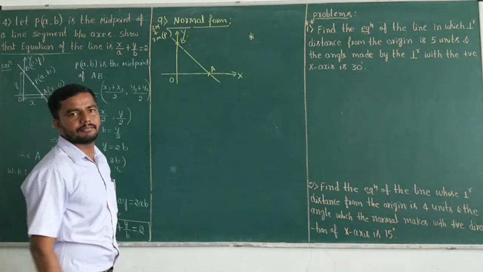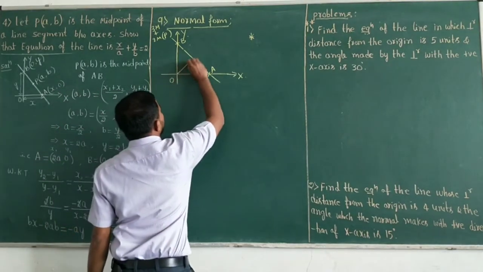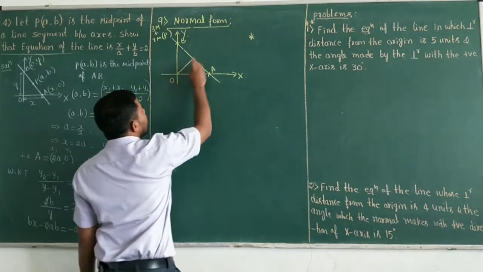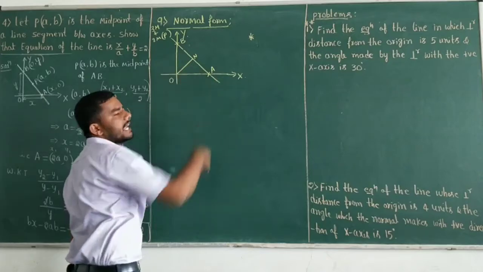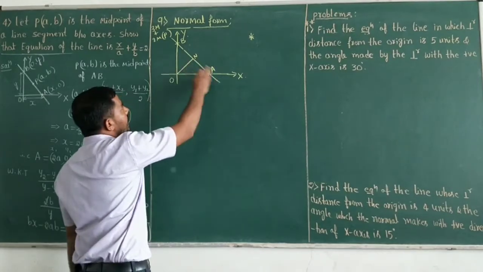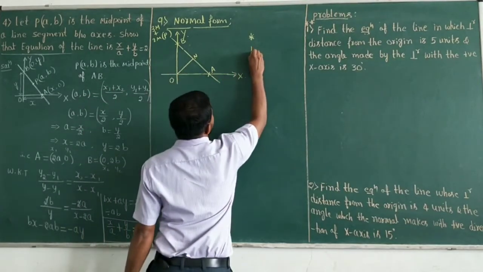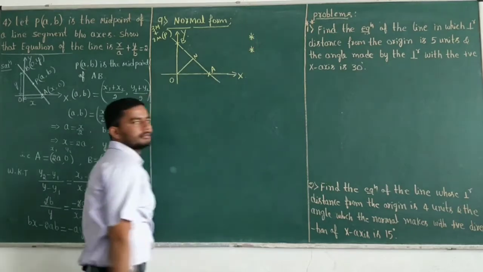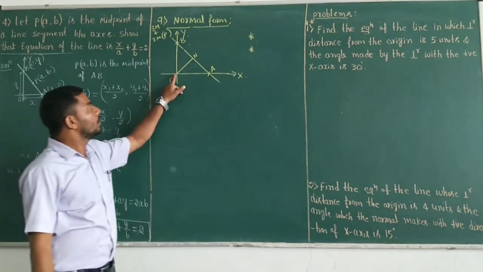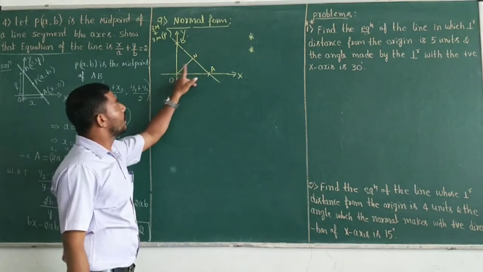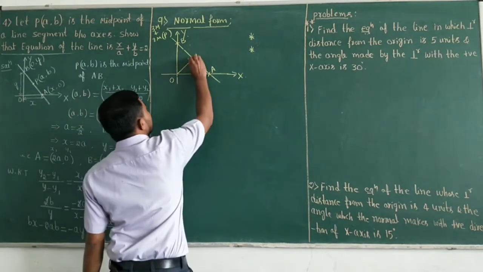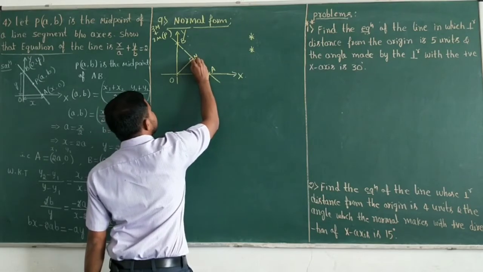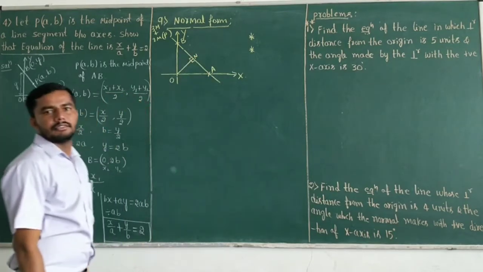And then next draw ON which is perpendicular to AB. ON perpendicular to AB. So this is the point number 2. Draw ON perpendicular to AB. Perpendicular is nothing but, so this is also 90 degree, this is also 90 degree.